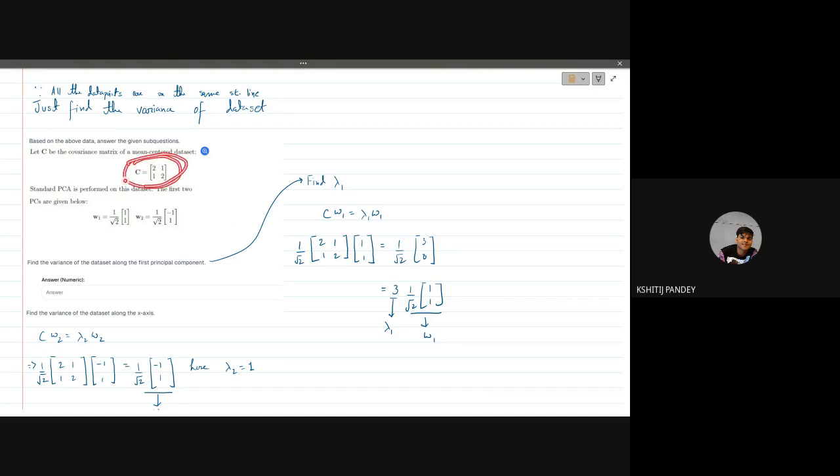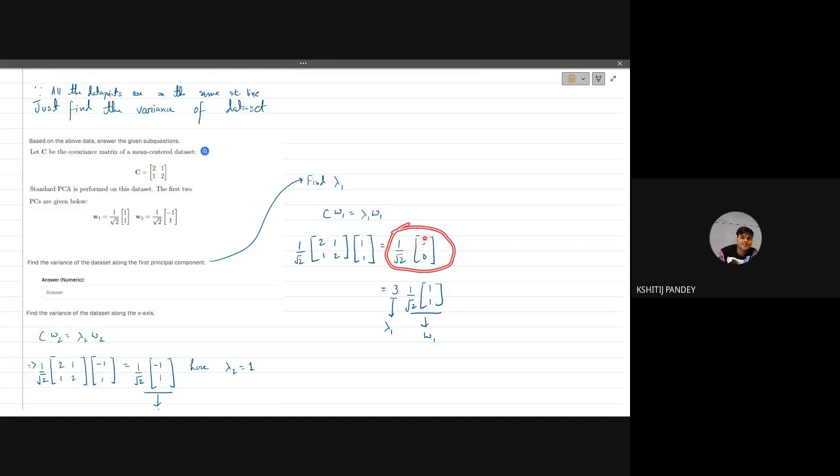This is the covariance matrix, and this is the eigenvector. Using the eigen equation, which is C W1 equal to lambda 1 W1, here you simply put the values of C and W1 and simplify. I'm taking out the constant from W1 and writing it here. This is the constant, this is your C, and this is W1. If you multiply this with this, you will get 3, and same for this. Now this is the simplified version.